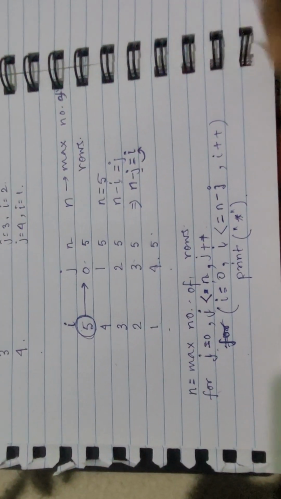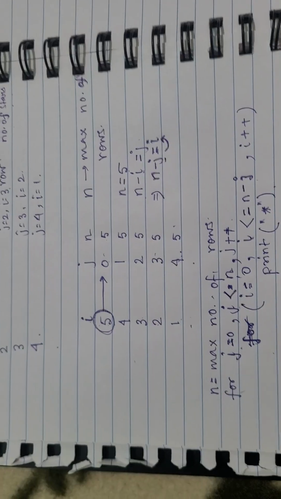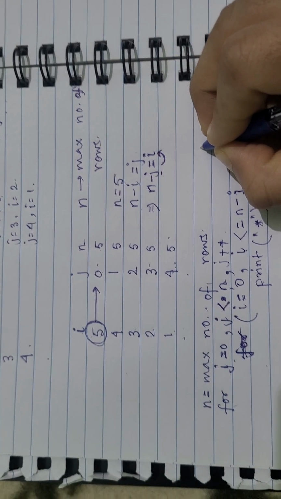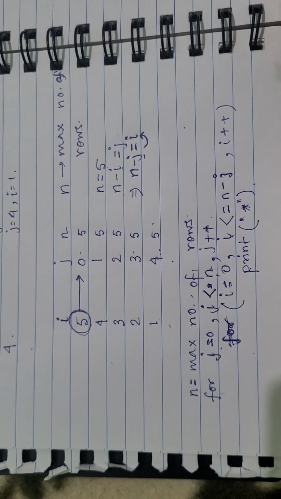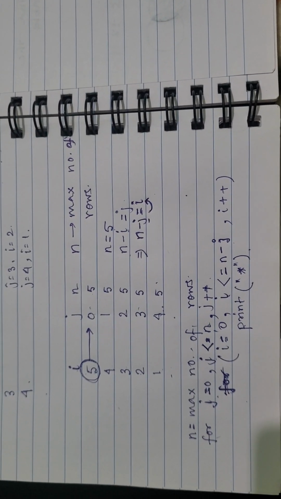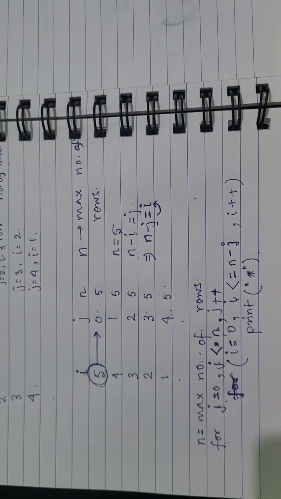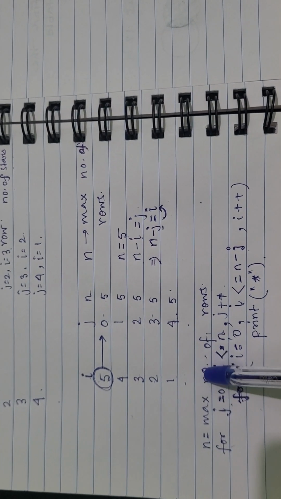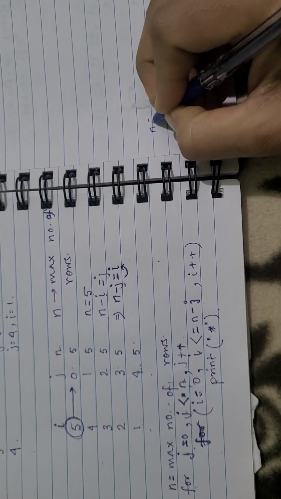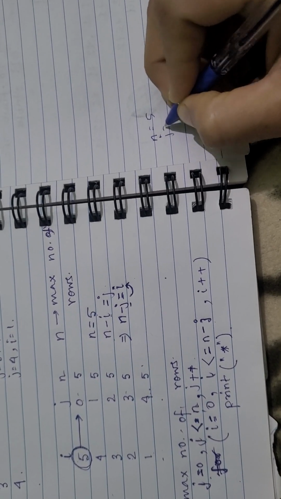For example, I am putting the value of n equals 5. So now the value of n is 5. Just try to understand: the value of n I am giving is 5, and j is 0.